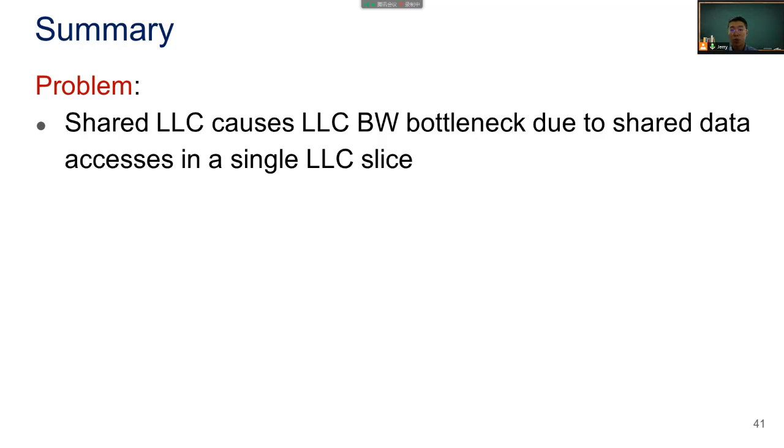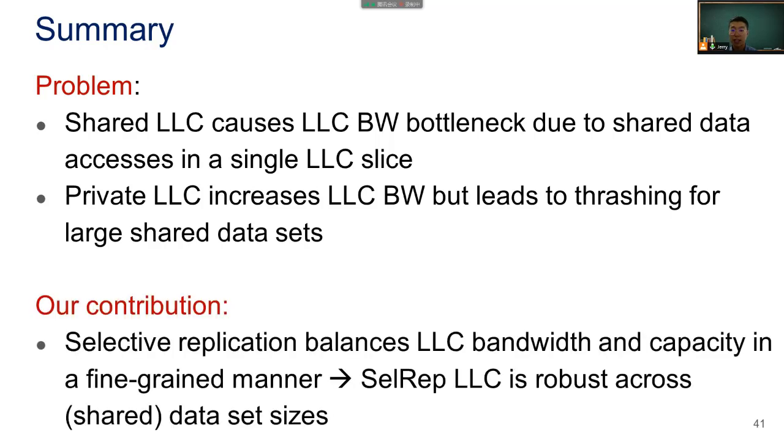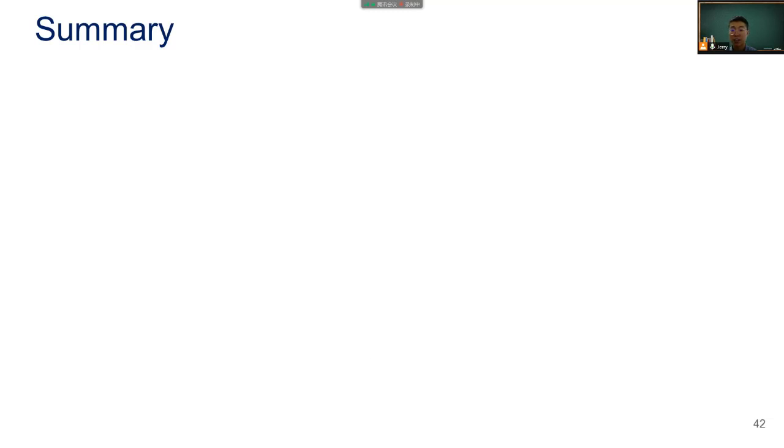In this paper, we show that shared LLC can cause very serious congestion in GPUs due to the concurrent accesses to shared read-only data. Private LLC can reduce the congestion, but aggressive replication causes LLC thrashing and decreases the performance. We show that selective replication makes fine-grained trade-offs between bandwidth and LLC capacity.